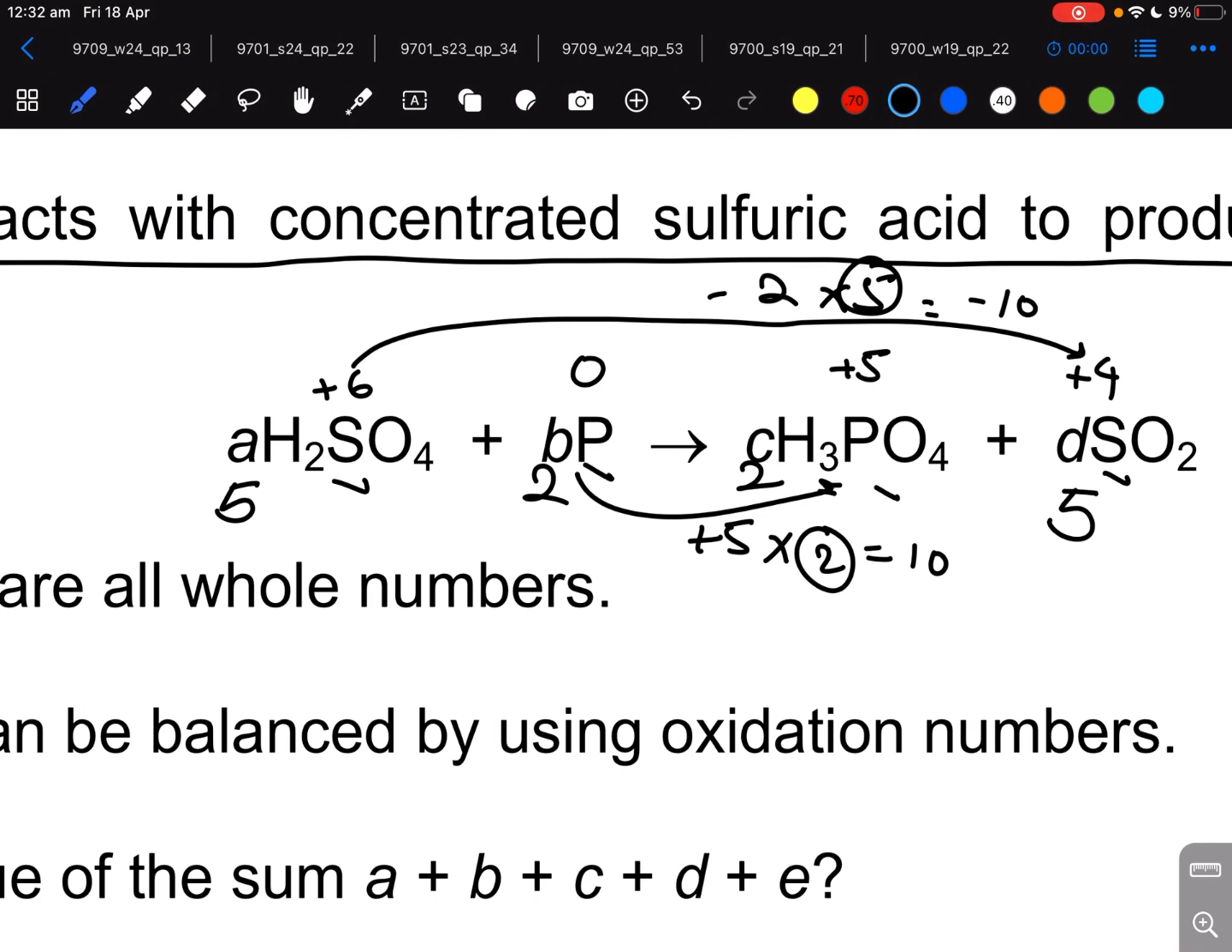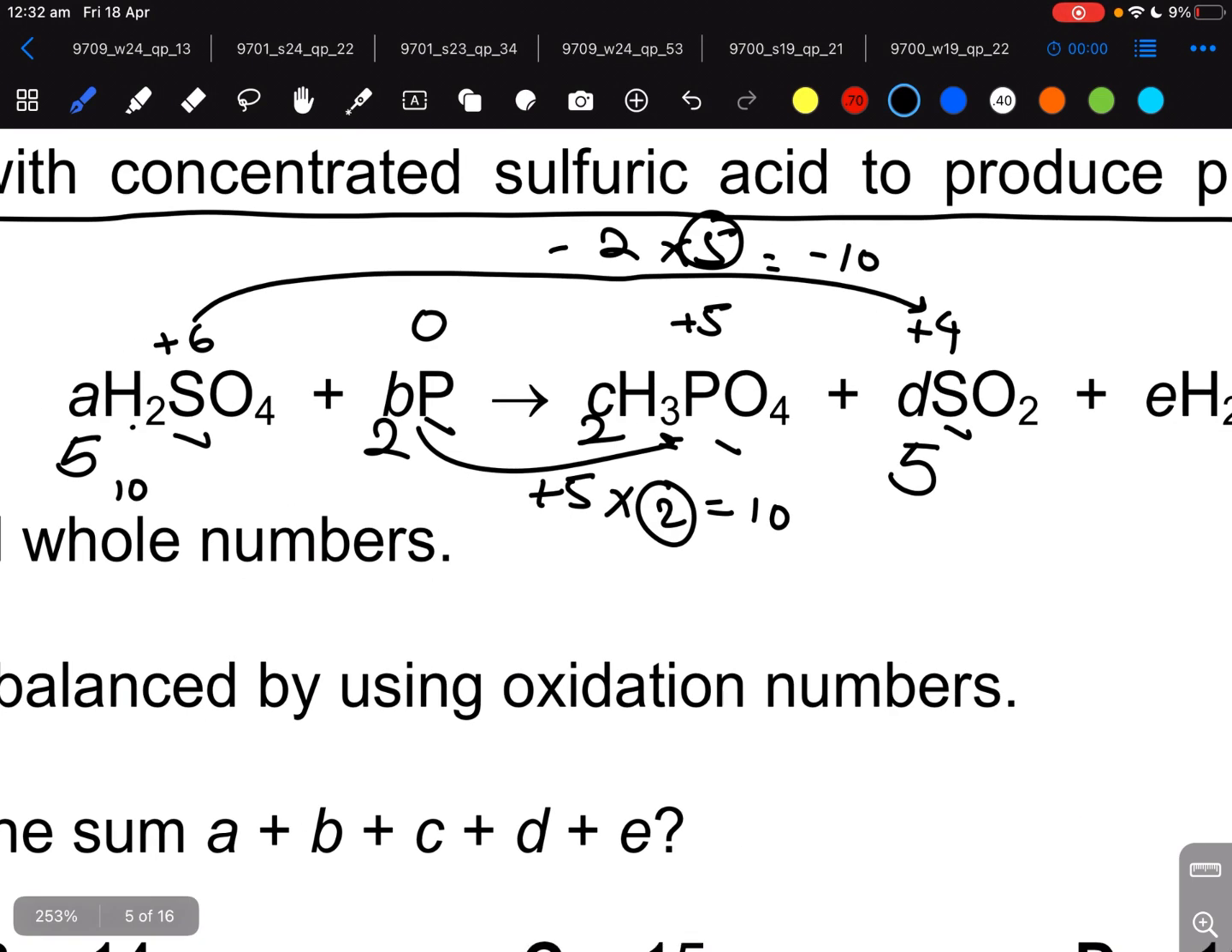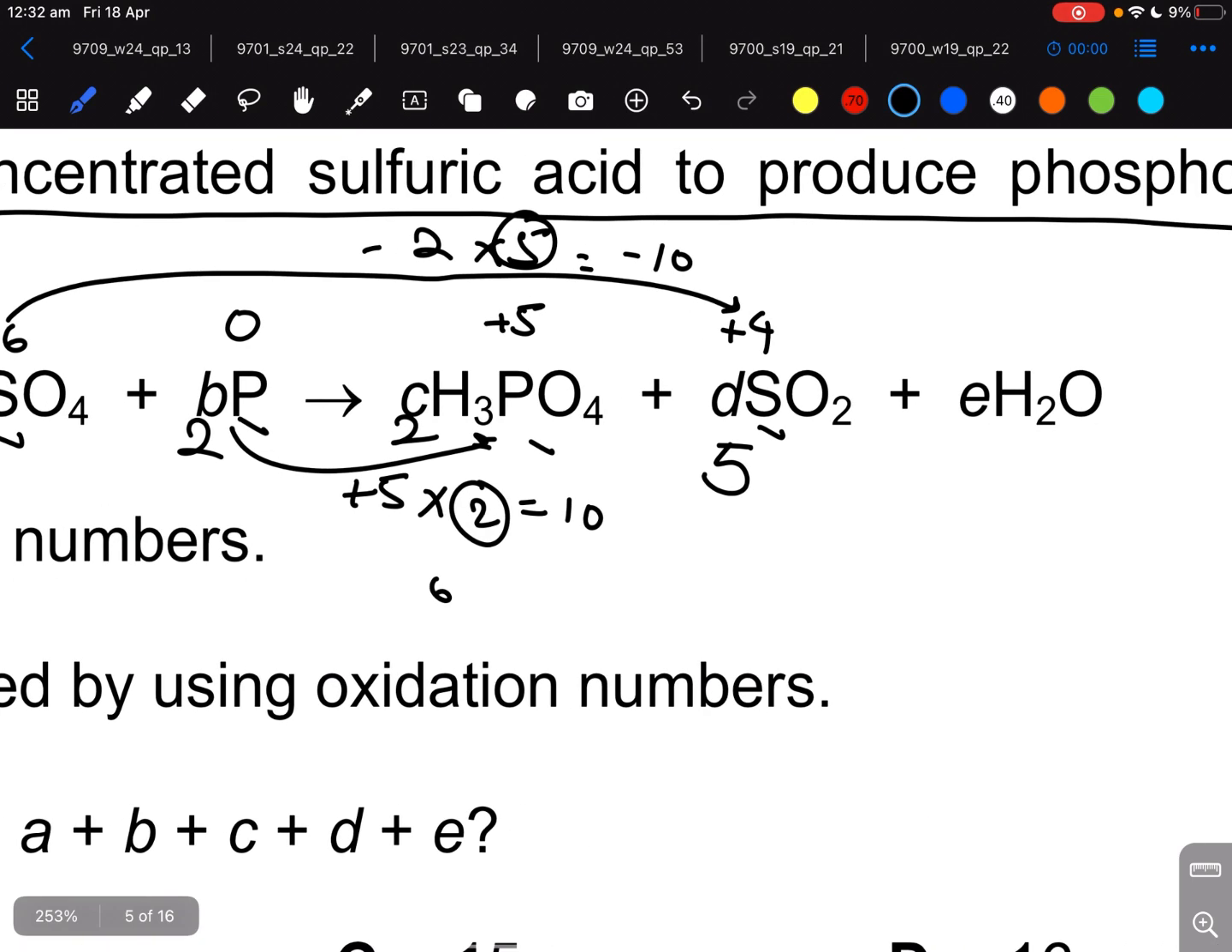Let's look at the hydrogens now. You have 5 and 2, that's 10. And then here you have 2 and 3, that's 6. So you need more, 4 more. So here you have 2, so you put 2 here.